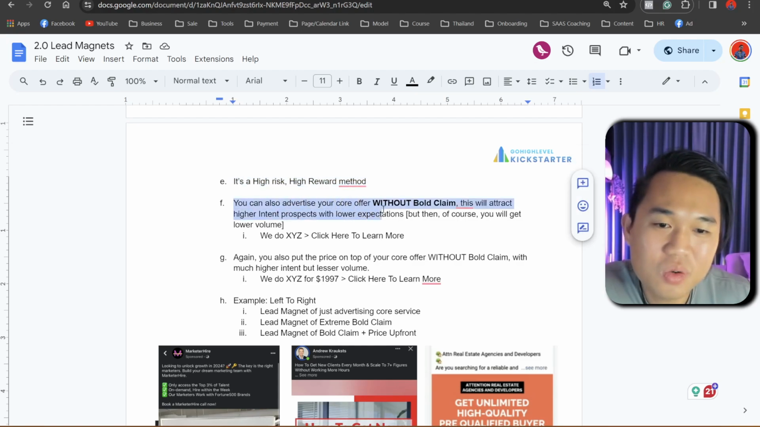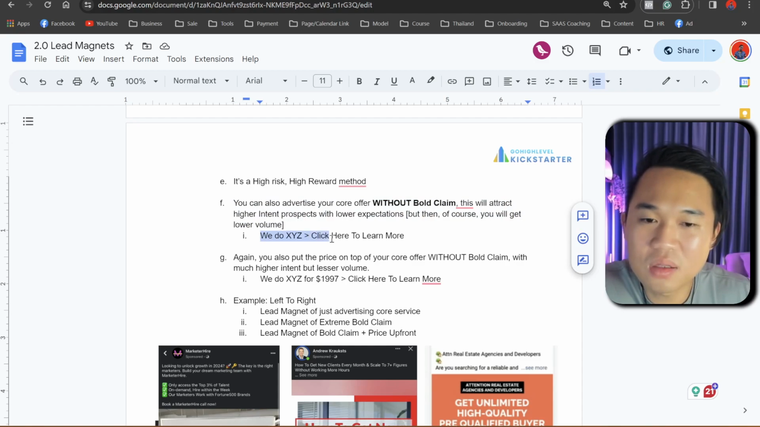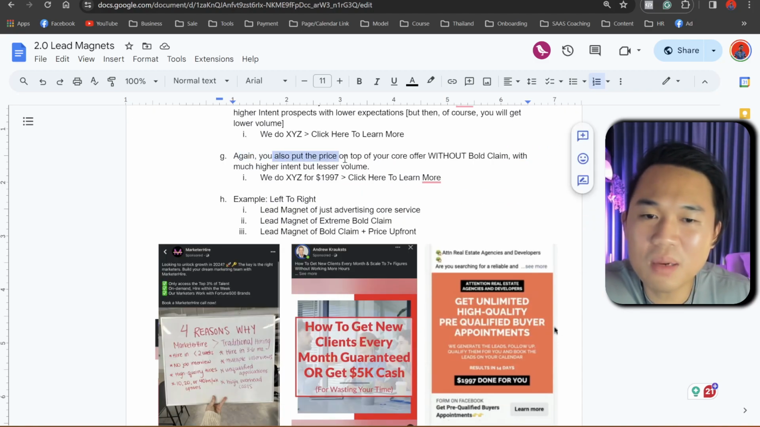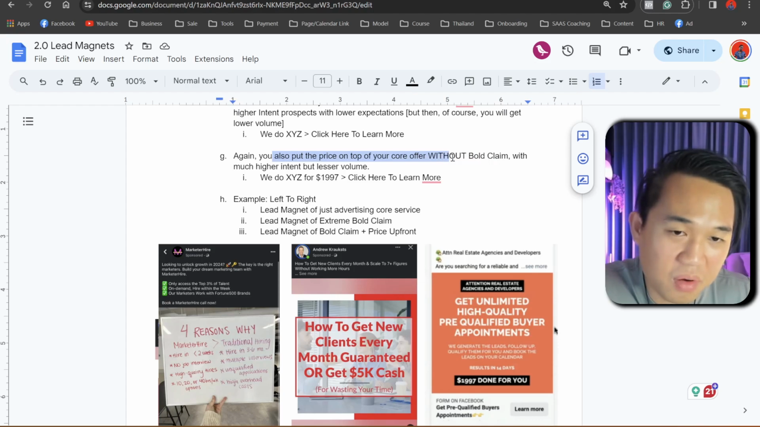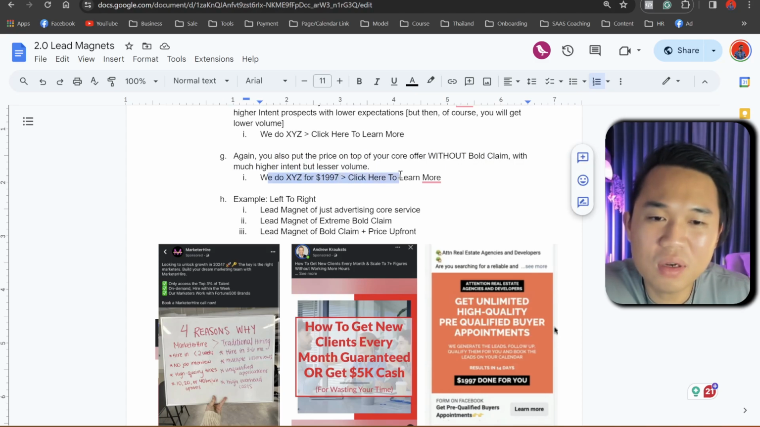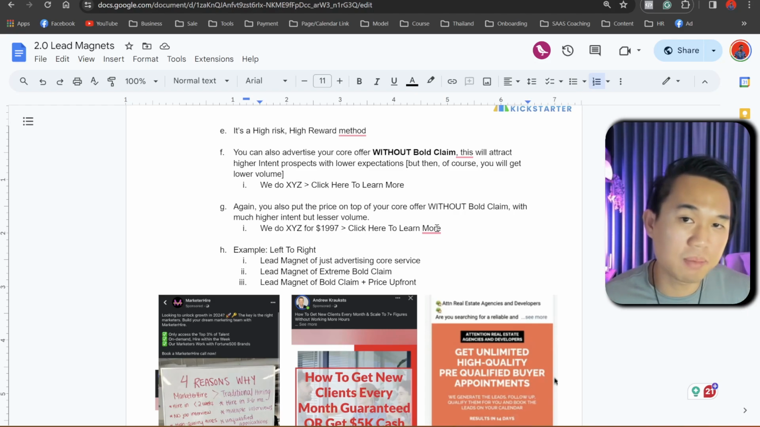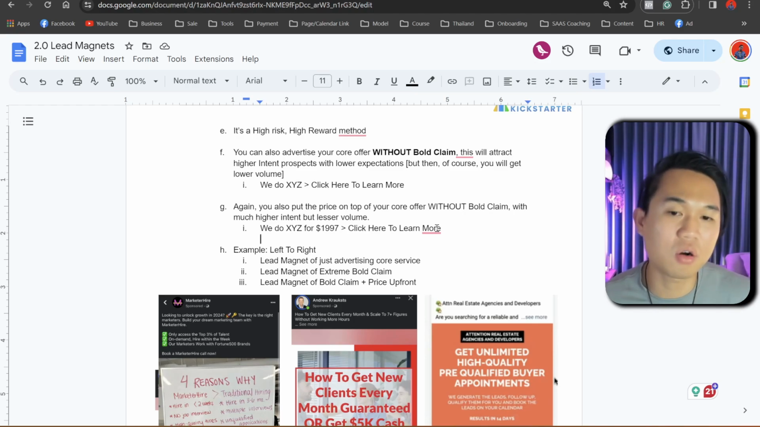You can also advertise your core offer without bold claims. This will attract a higher intent prospect with lower expectations. But then of course you will lose a lot of volume. We will do XYZ, click here to learn more. Again, you can also put a price on top of your core offer without a bold claim, which is much higher intent but lesser volume. We do XYZ for 1997, click here to learn more. On the other hand, you can do a direct core offer as your lead magnet without any crazy claim. But then again, that will negate all volume. You can get very high cost per lead, right?